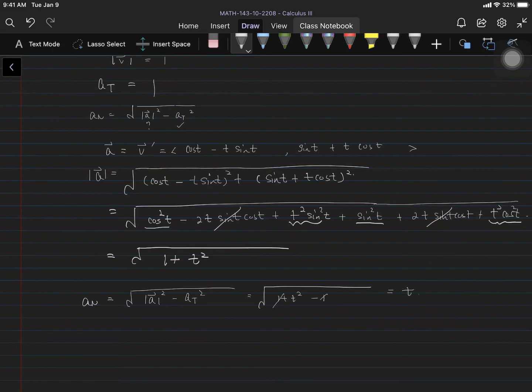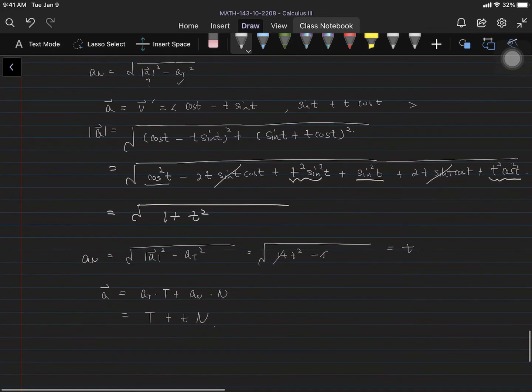So you can see, even though this looks complicated, after simplifying, our AN is pretty easy. So now let's write down our A. That is AT times T plus AN times N, which is 1 times T and t times N. So we can find the tangential and normal components of acceleration. Right, that's the answer.